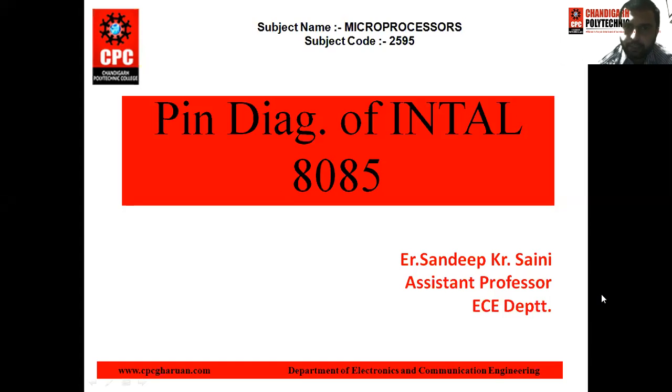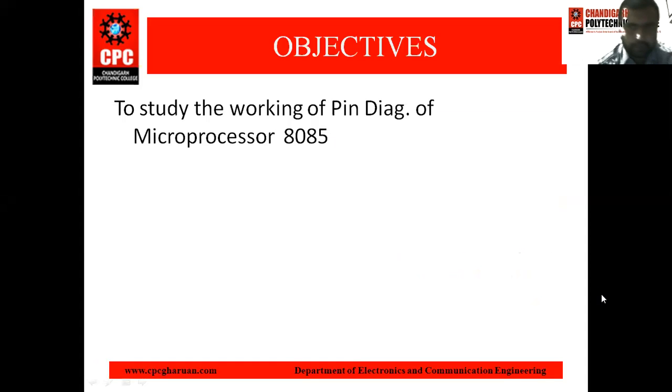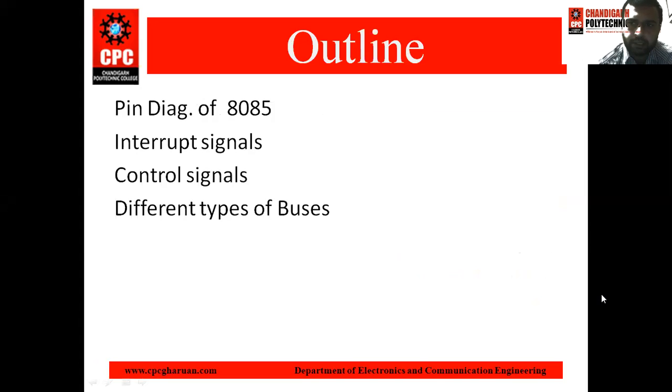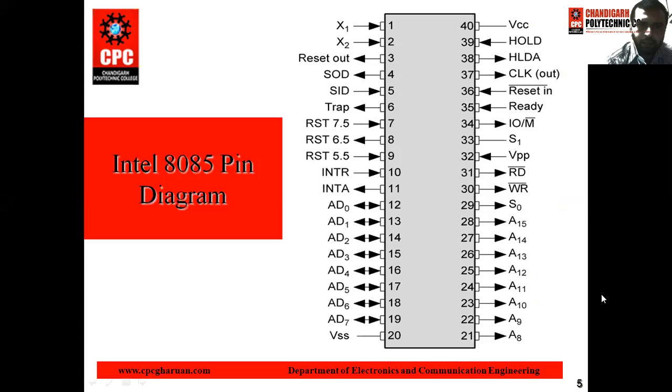Our topic is the pin diagram of the 8085 microprocessor. Our objective is to study the working of the pin diagram of the microprocessor. These are our outlines, in which we will discuss the pin diagram, interrupt signals, control signals, and different types of buses. And this is your pin diagram of the microprocessor. One by one, we will discuss each pin of the processor.